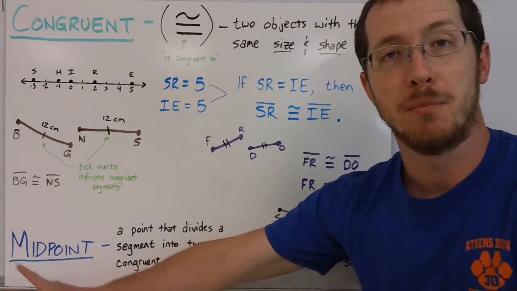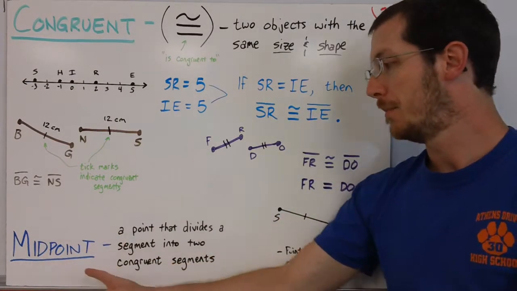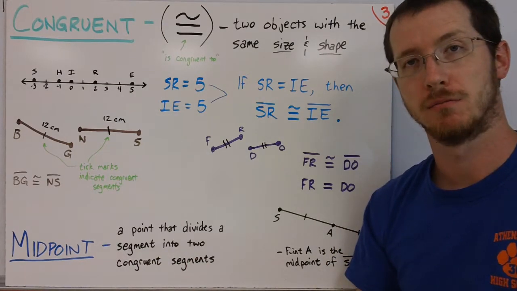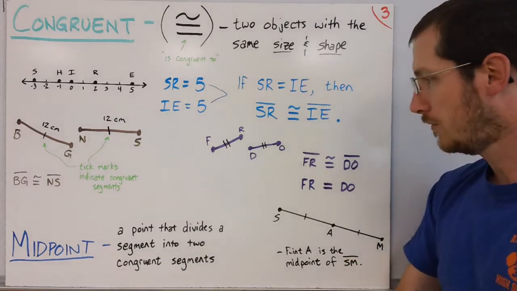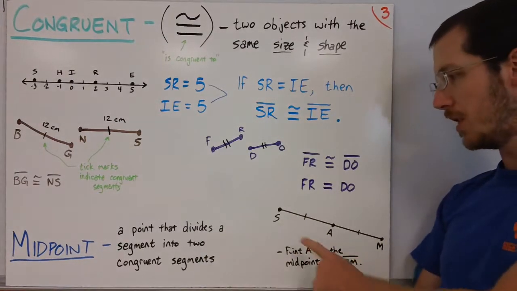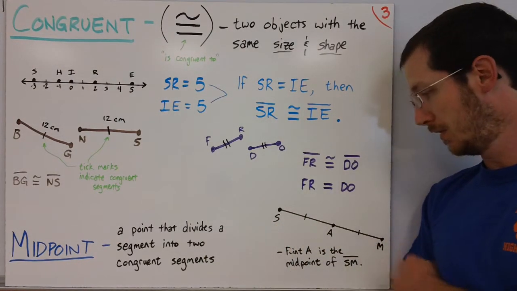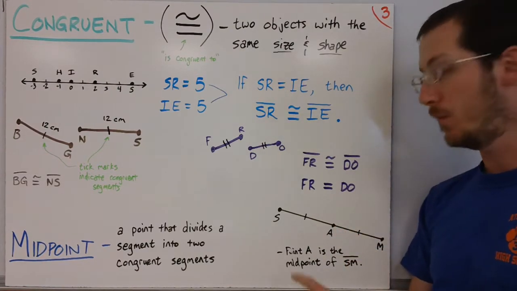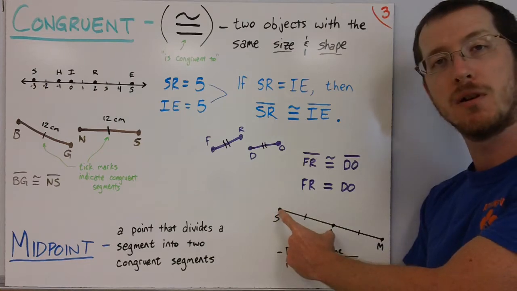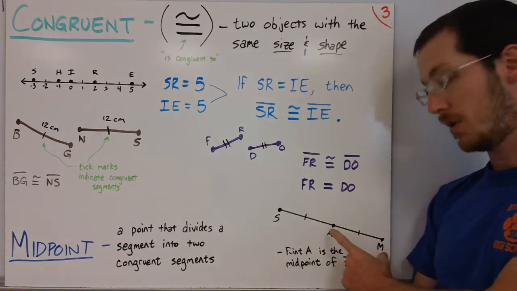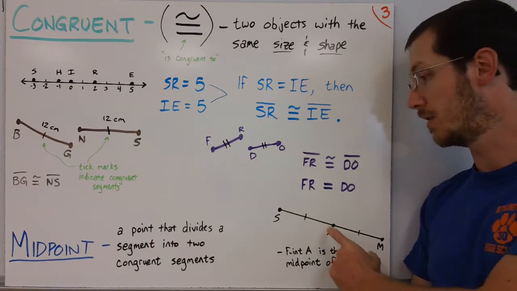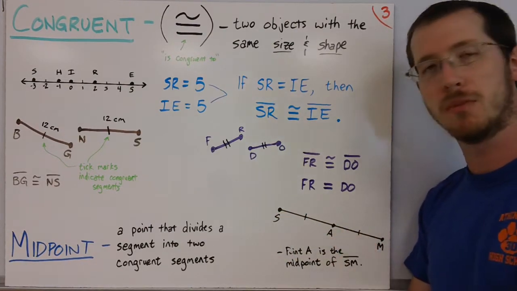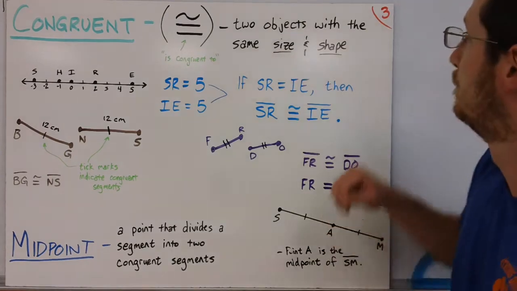Okay, our next term is a midpoint. You've heard this one before as well. A midpoint is a point that divides a segment into two congruent segments, maybe a different version of the definition that you've heard before. An example here, we've got segment SM. Point A is the midpoint of SM, and we know that because we've got a tick mark on SA and a tick mark on AM, showing that there are two congruent segments on either side of point A, so A must be the midpoint of segment SM.